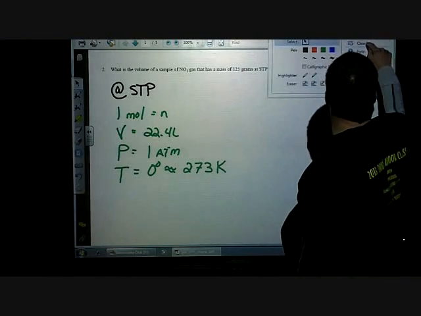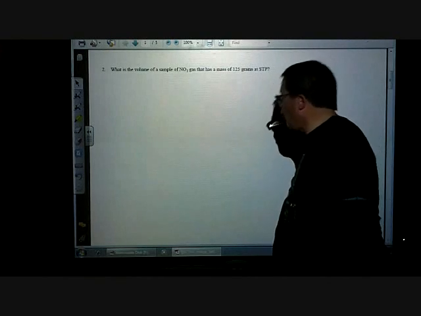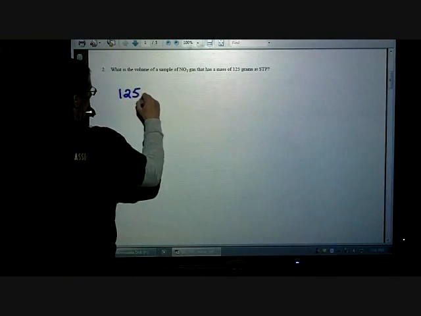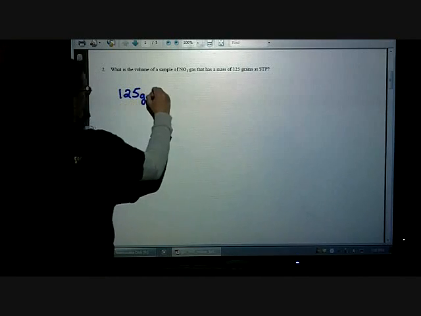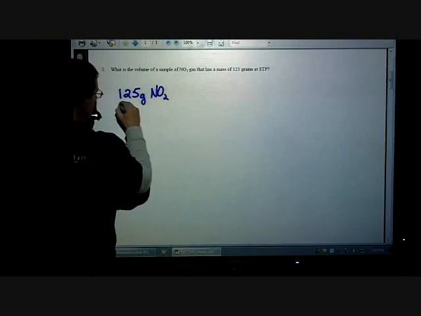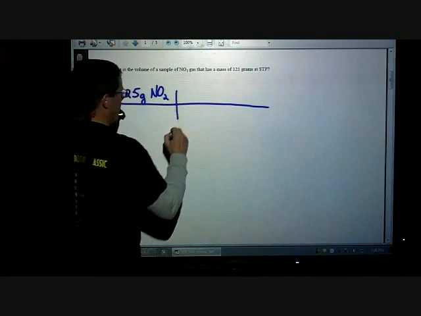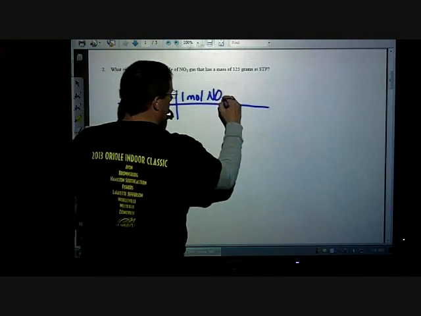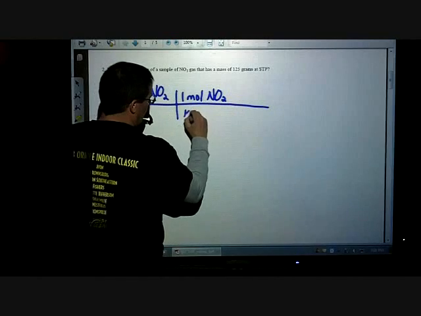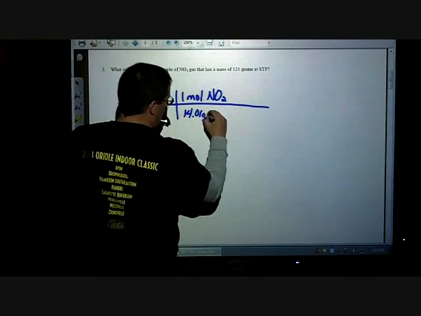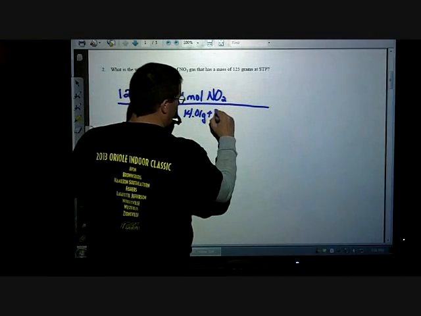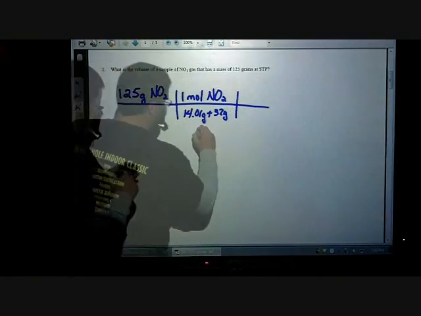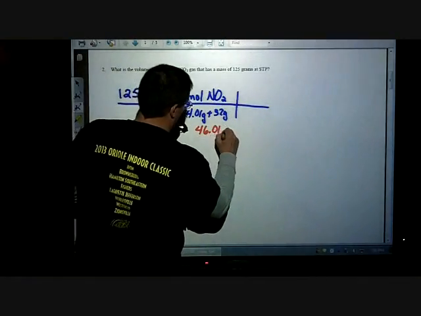So, start off with what's given. We have 125 grams of our NO2. Convert your grams to moles. So 1 mole of your NO2 has a molar mass of 14.01 plus 2 times 16, which is 32, and that is a molar mass of 46.01 grams.